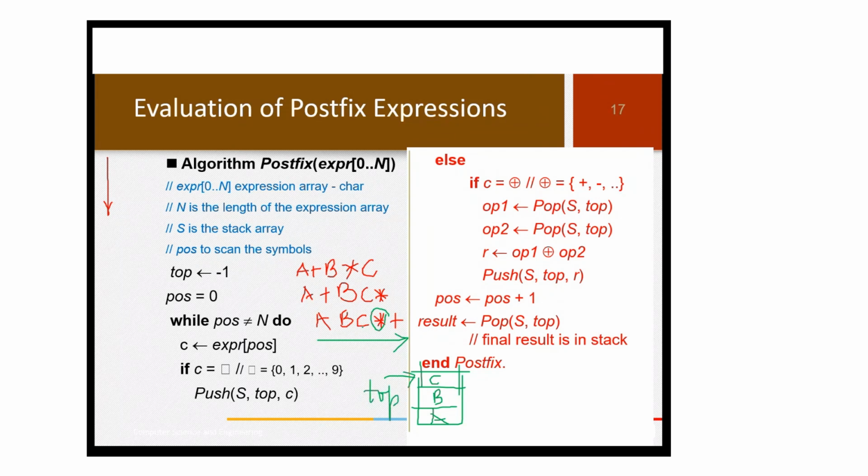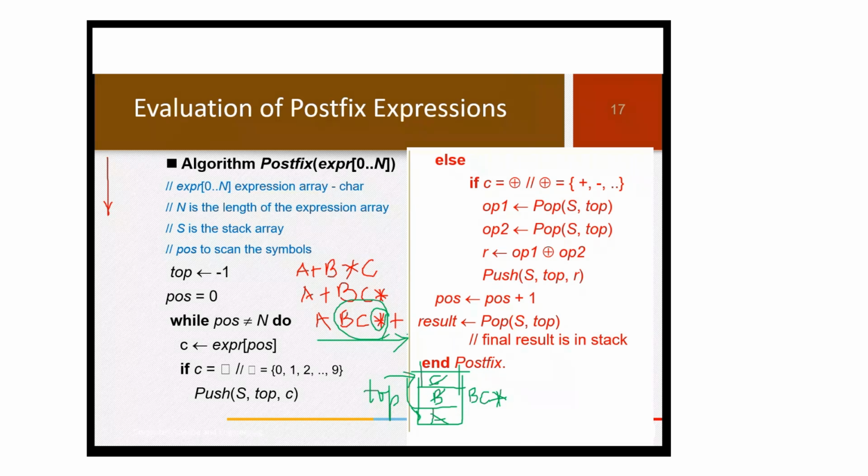The moment I get star, I pop twice: C and B. Now with these two operands I can perform the operation, that is BC star. This is done, and I push it back. So my stack now consists of BC star, the new contents. Now I have two operands in the stack: one is BC star and another is A.